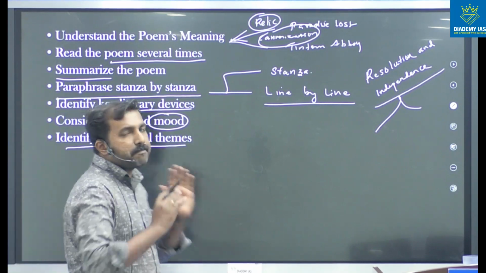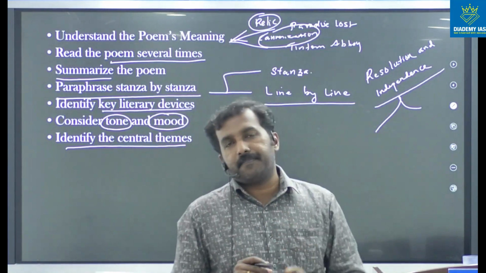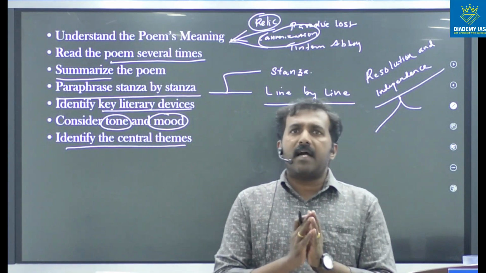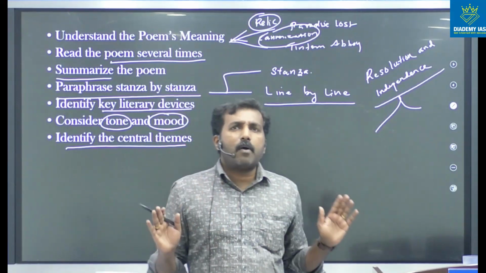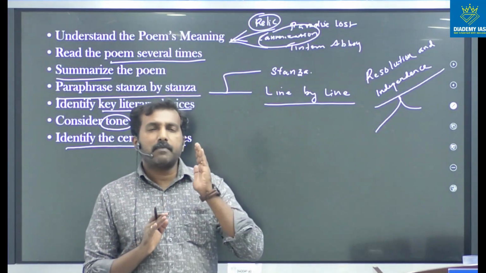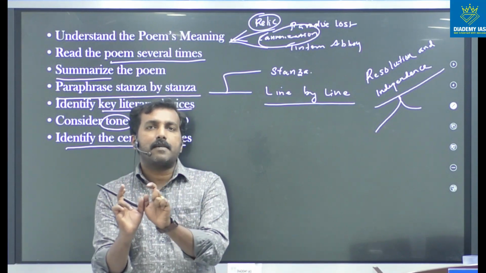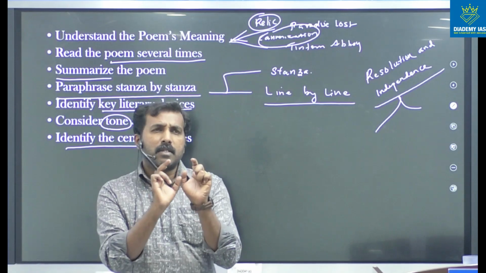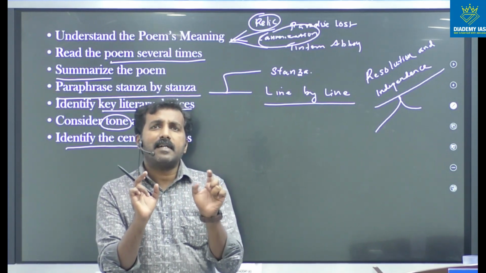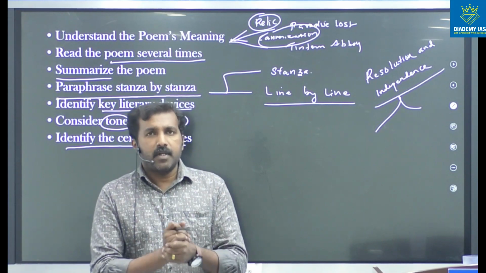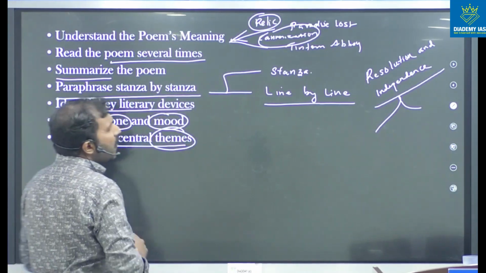Then identify the central theme. That's another step. The next step of reading a poem is to identify the theme. What is the meaning of the word theme? Theme is all about the content of the poem, from the beginning to the end, the main core concept or core area the poet tries to convey. That is the theme of the poem.